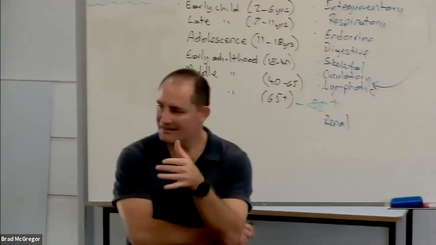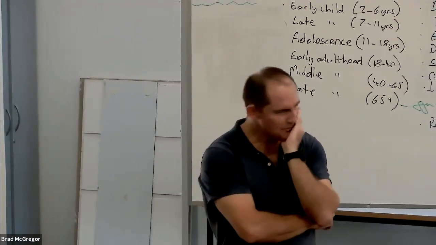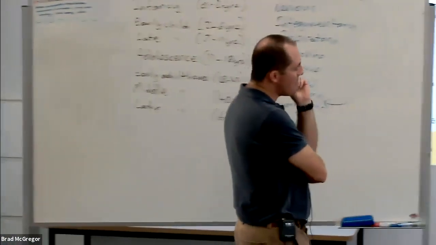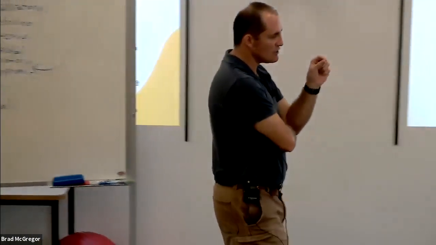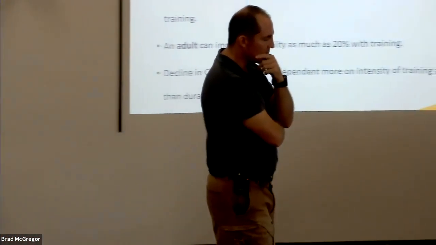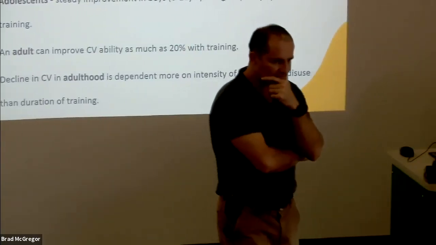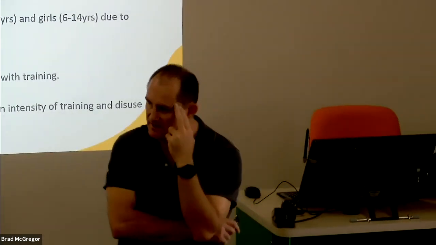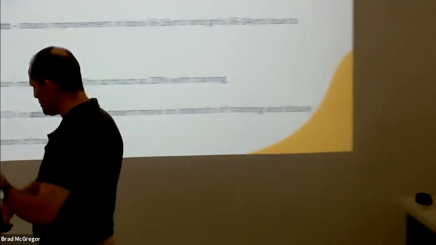So an average male, just to put some numbers around this, not trained, VO2 max, so the maximum amount of oxygen that you can consume per minute, per kilo of body weight. Let's say it's around 30, 35 millilitres per kilo per minute.